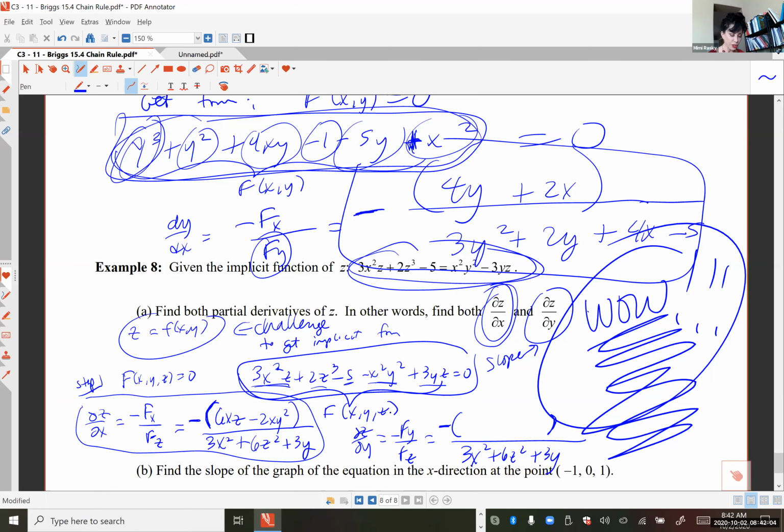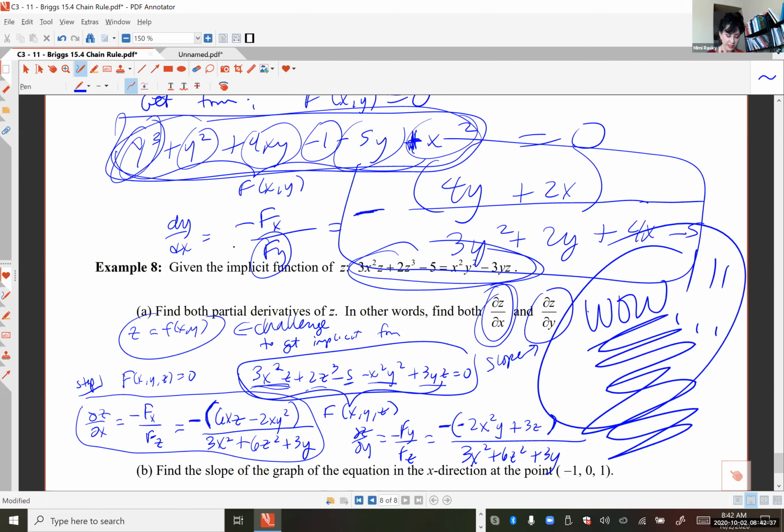And then taking the partial of this big old function here with respect to y. The first term, the derivative of 3x squared z with respect to y, is 0. The 2z cubed and a minus 5, that derivative is 0. The minus x squared y squared, well, we need to worry about that because that's going to give us minus 2x squared y, like that, and then plus, the derivative of 3yz with respect to y is 3z.